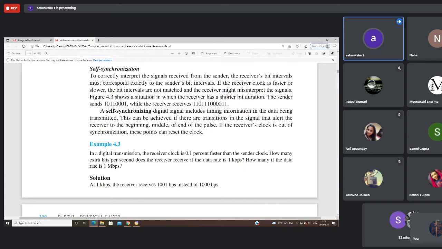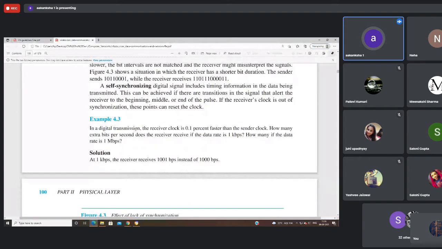Now this is another example for finding out how many bits are transmitted wrongly. In a digital transmission, if the receiver clock is 0.1% faster than the sender clock, how many extra bits per second does the receiver receive if the data rate is 1 kbps? And how many if the data rate is 1 Mbps?